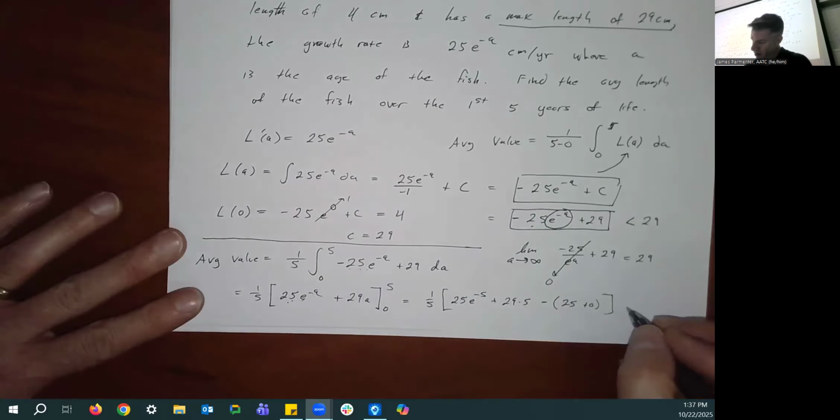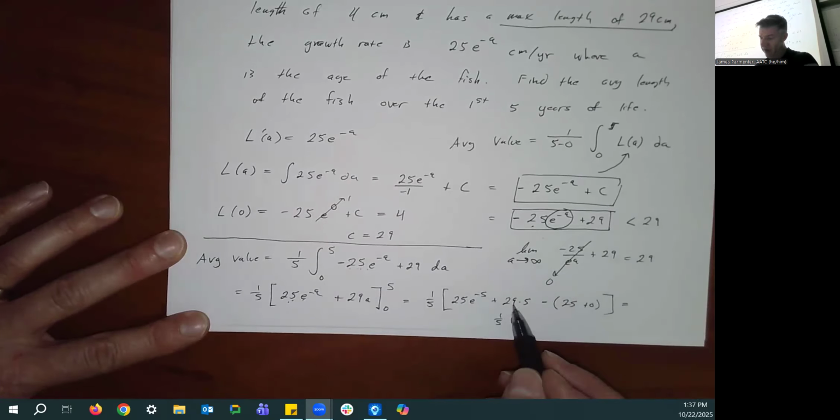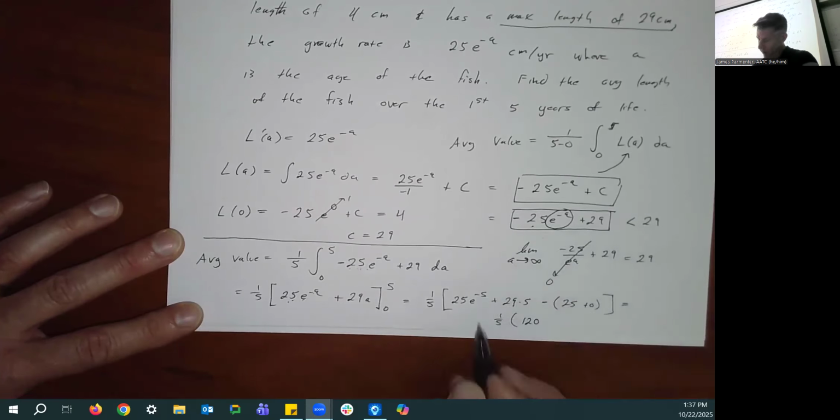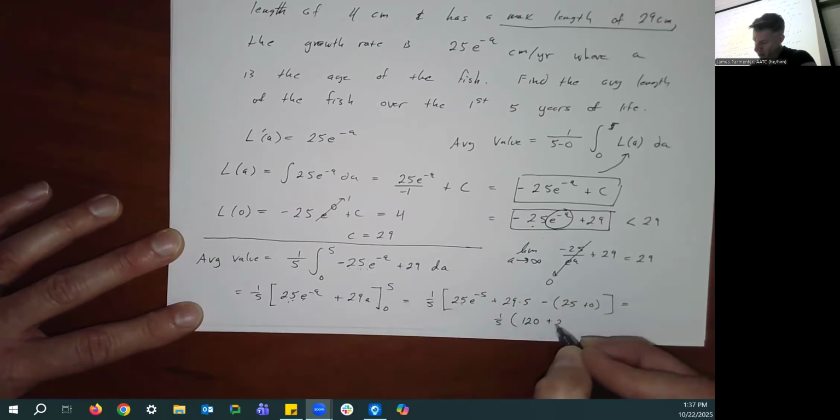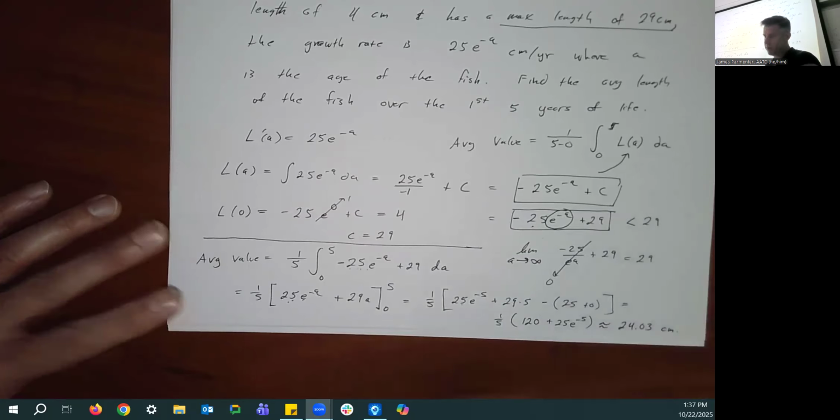This ends up equaling 1/5 times, let's see, 29 times 5 minus 25 is going to be something like 145 minus 25, which is 120. And then we have this part here, plus 25e to the negative 5th. It's approximately 24.03 centimeters.